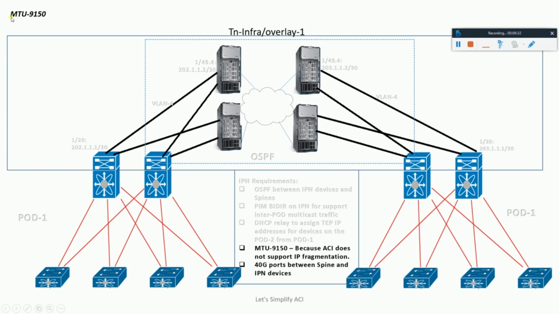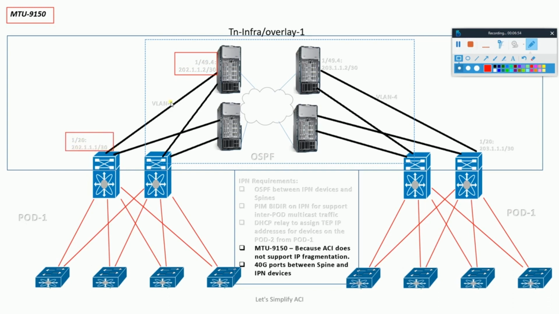Now, the first step we are going to do is to configure the MTU of 9150. Here I'm using the 1/49.4 subinterface with an IP address from the IPN side, and on the spine side I'm using interface 1/20 with this IP address over VLAN 4. Similarly on the other side as well. For this session, I will only be considering the connection between one spine interface and one interface of the IPN device. The same procedure can be carried out with all the interfaces as well.